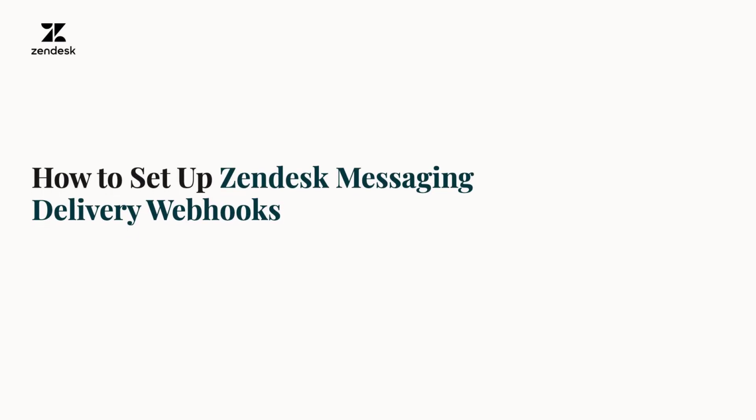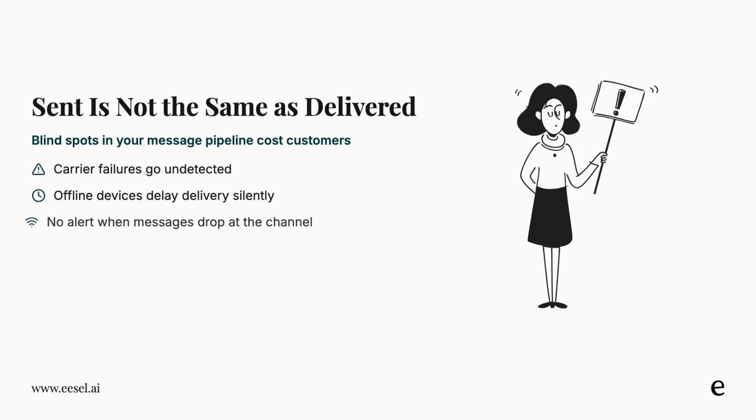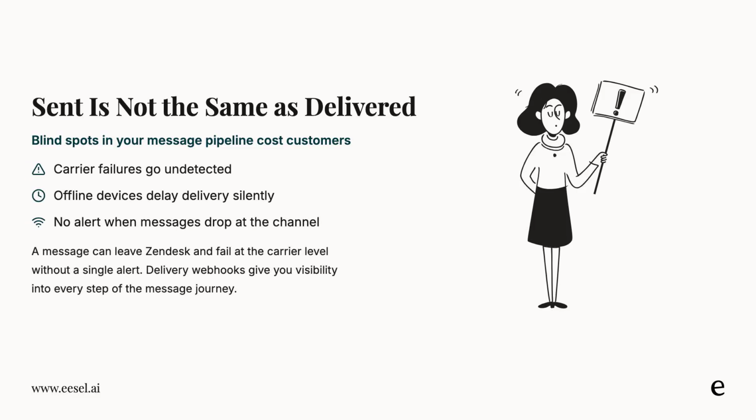Your message just left Zendesk, but did it actually land on your customer's phone? Without delivery webhooks, you have zero visibility into what happens next. And that blind spot is costing you. Sent and delivered are two completely different things. A message can leave Zendesk, fail at the carrier level, and you would never know. Carrier failures go undetected, offline phones delay delivery silently, and there's no alert when messages drop at the channel.